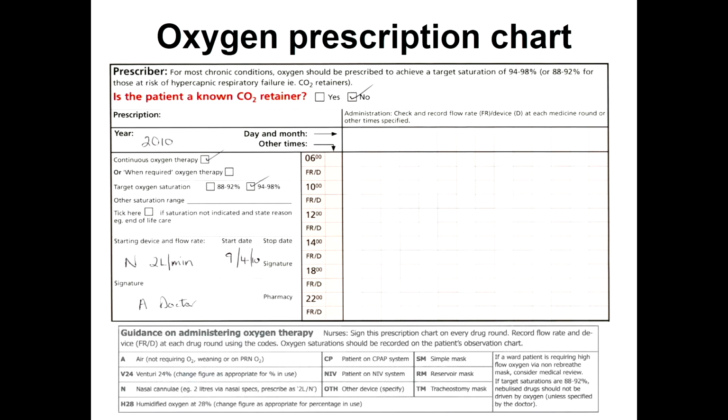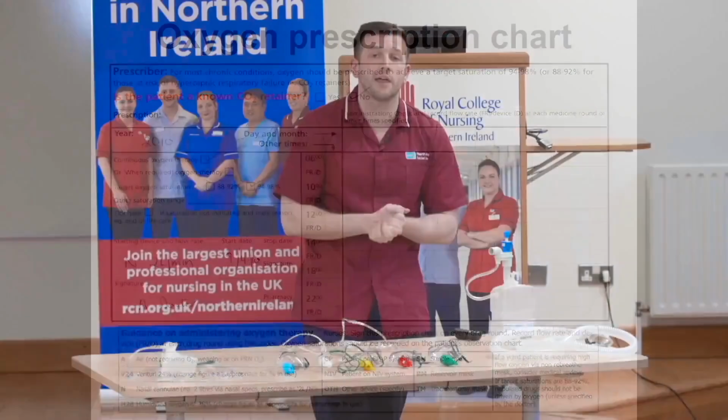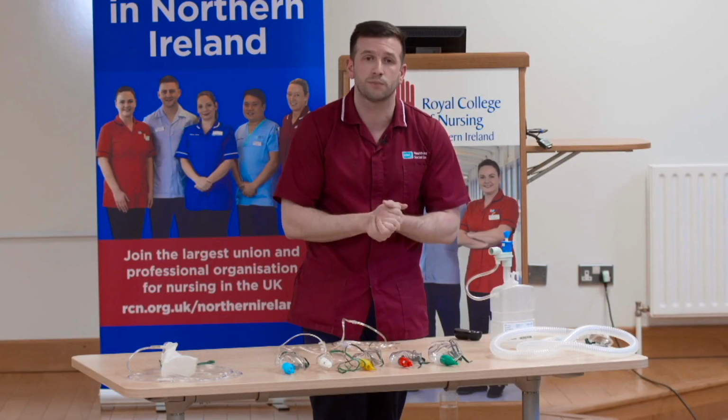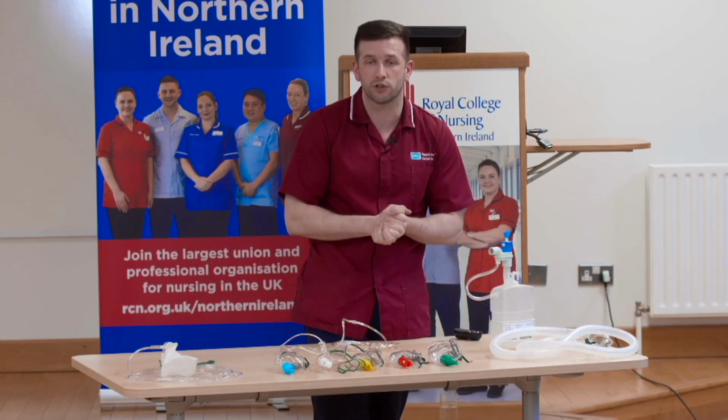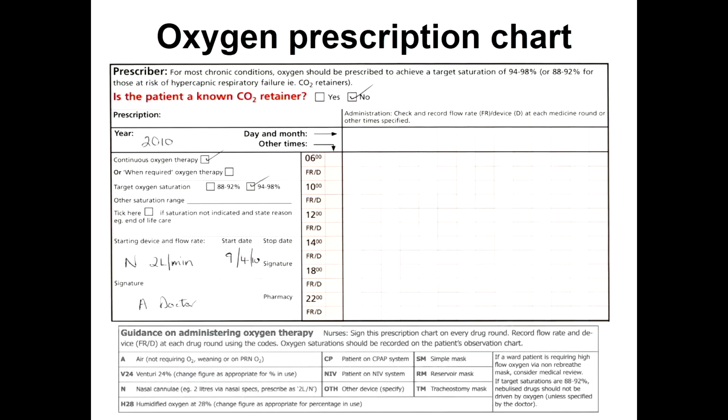You need to know it's continuous or as required, and it's a tick box section, and then comes probably the most important part of oxygen prescription, and that's the target oxygen saturation range. You can see that it's given there in that chart. You can see a lower saturation range of 88 to 92. That's specific for individuals who are at risk or are known CO2 retainers, such as the populations I just described, or for probably everybody else, it'll be a saturation range of 94 to 98%.